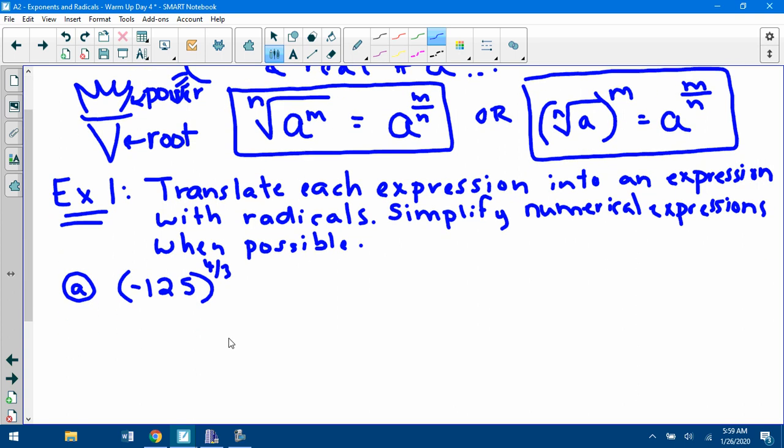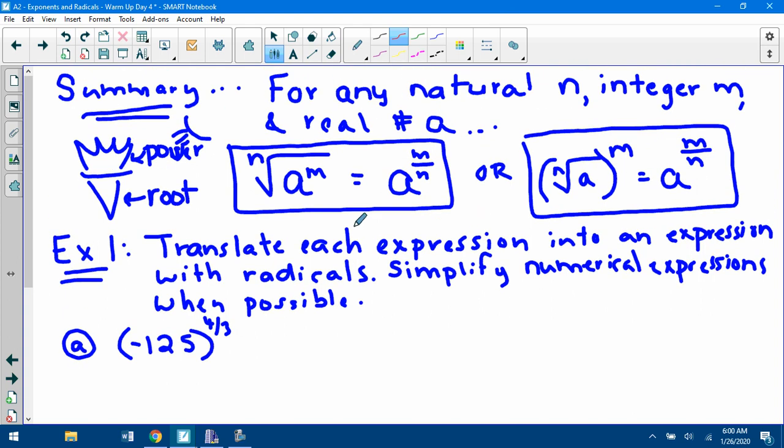Okay, so the first part of this said to translate into an expression with radicals. Before I do that, let's go back and look at this real quick. Why did they have all these different types of numbers? Let's check. It said natural number n, so the denominator has to be a natural number. It has to be 1, 2, 3, 4, 5. So I'm just saying that that can't be a decimal or a fraction. And since it's natural, it also can't be negative, can't be 0, because you can't have 0 on the bottom of a fraction anyways. So that's why they said natural number here.